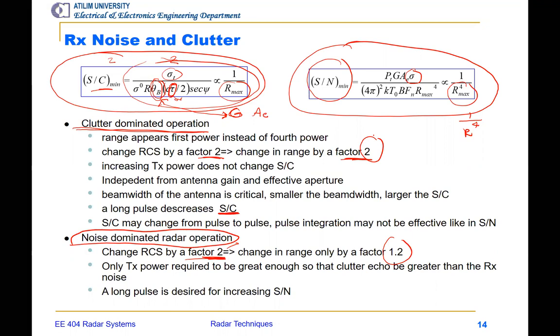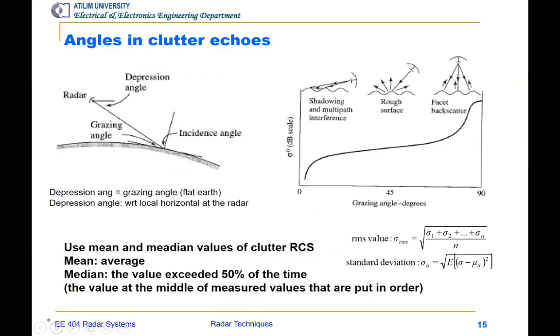If we increase the transmit power, we can easily increase the signal to noise ratio, because the signal power is directly proportional to the transmit power. And the longer the pulse duration, the higher the SNR in SNR or noise-dominated radar operation.